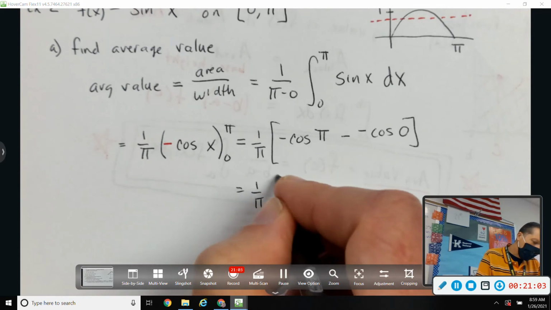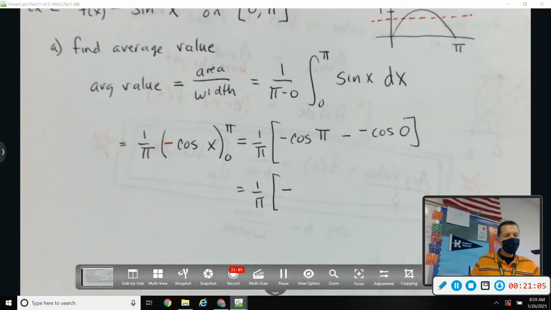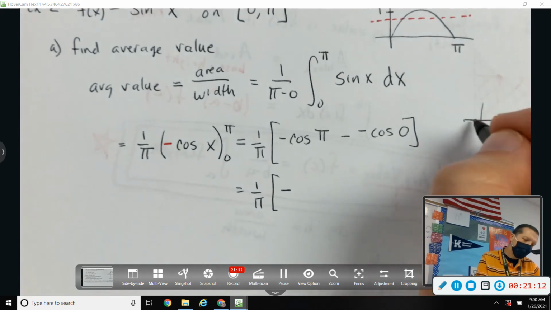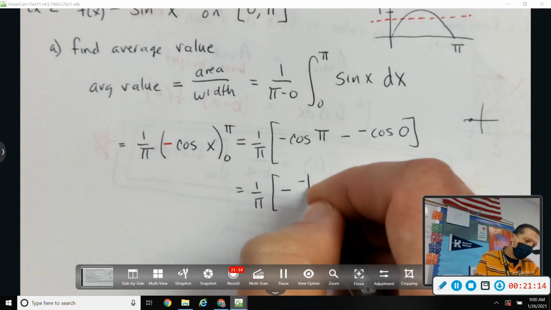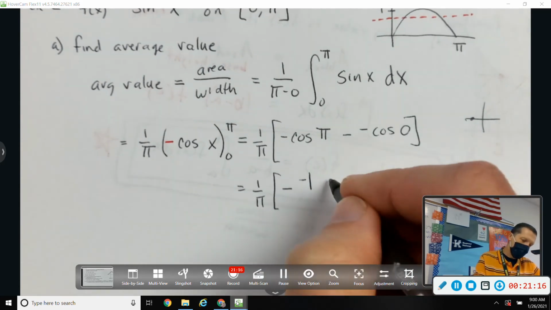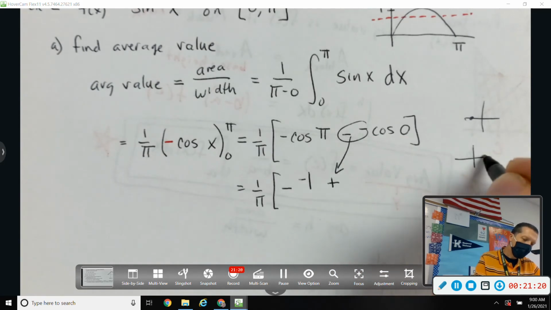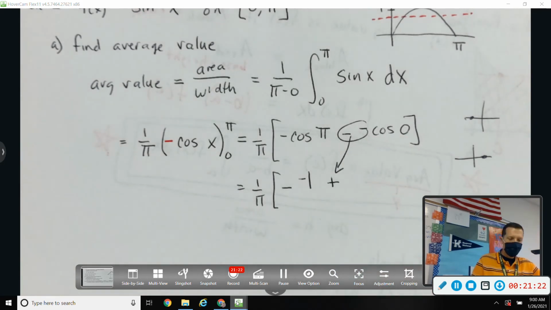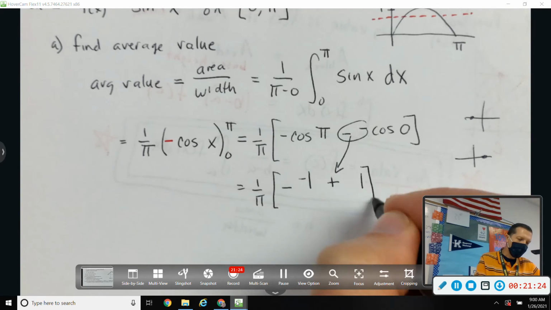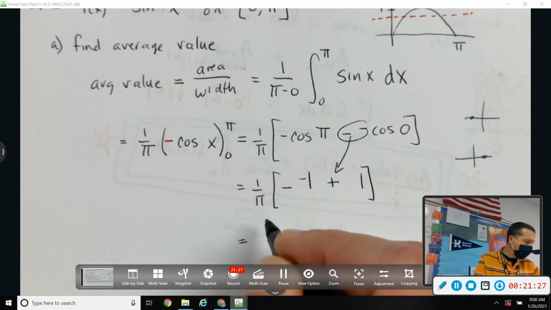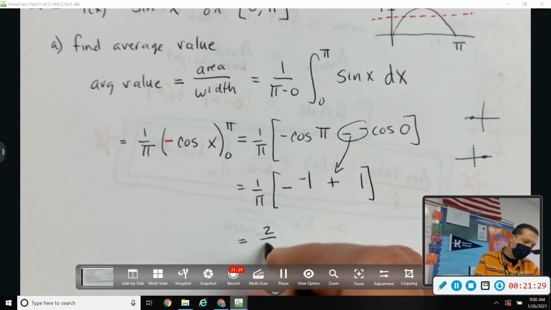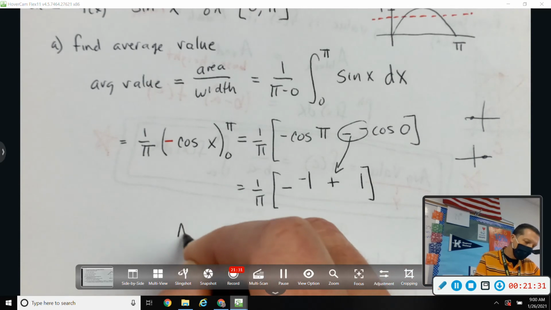So 1 over pi, negative cosine of pi is negative 1. So negative 1 plus cosine of 0 is 1. So my average height, my average value, is 2 over pi.